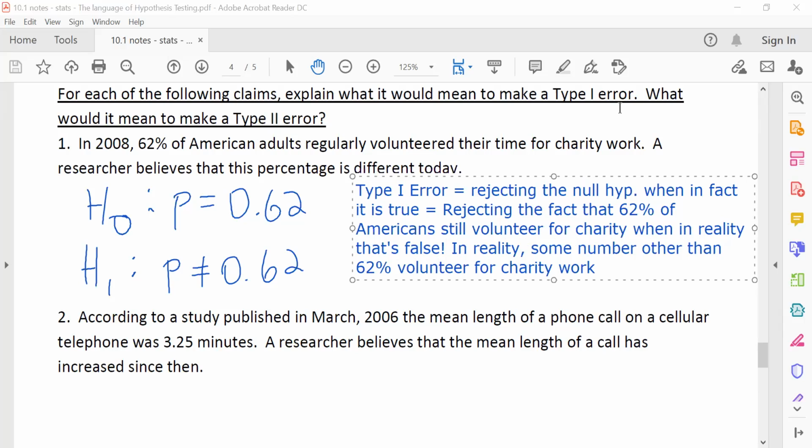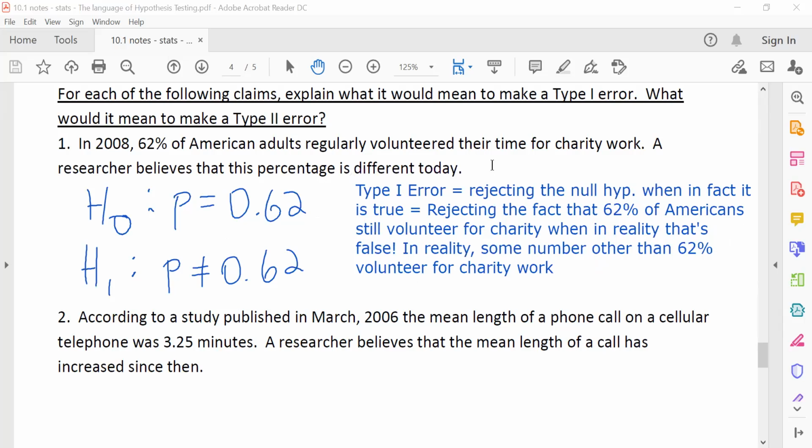So if we make a type 1 error in this setup, we are claiming that there's enough evidence to support the alternative hypothesis, the idea that no, it's not 62%. However, in reality, it actually is 62%. That's what a type 1 error would be in this case.